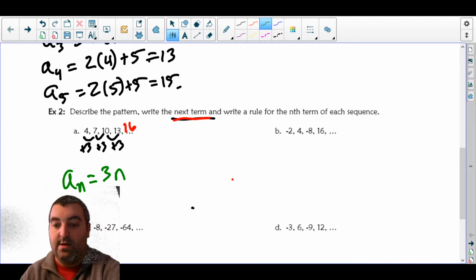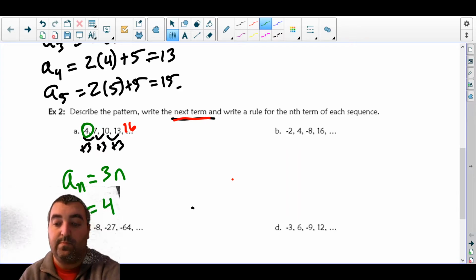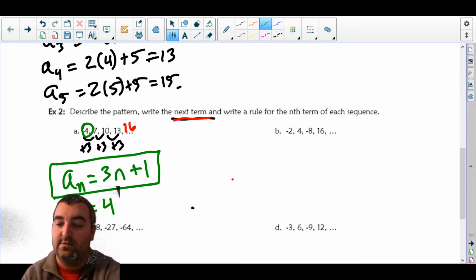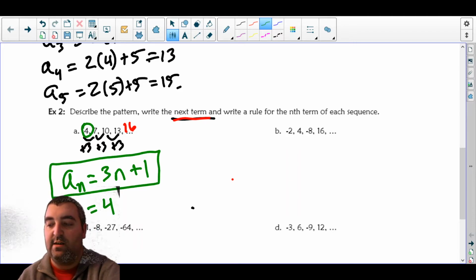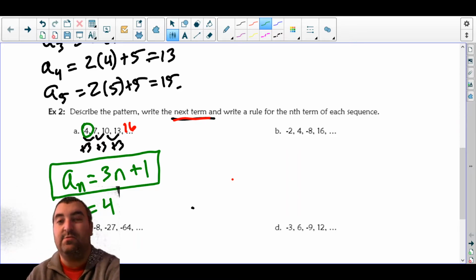Okay. Now we have to figure out what we need to add to this, though, to get 4 as our first term. Because remember, we want a sub 1 to equal 4. Well, if we plug in 1 right now, we get 3. So to go from 3 to 4 with addition or subtraction, you add 1. Now we just wrote our rule. Sometimes it's a little tougher than that. It just depends. Okay, and we'll learn a little bit more about specific types of sequences and their patterns and their rules throughout this chapter.